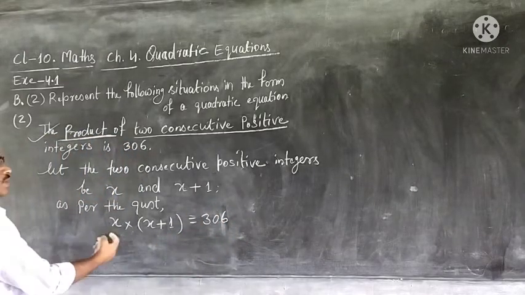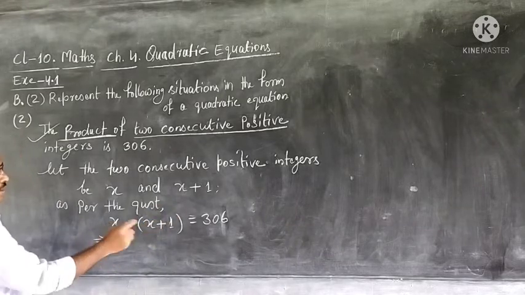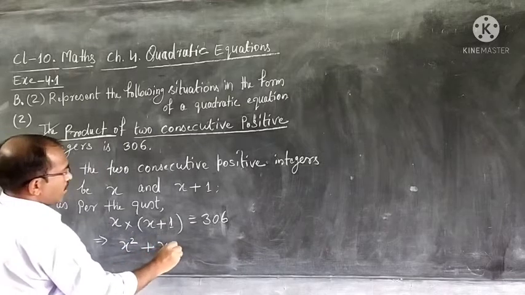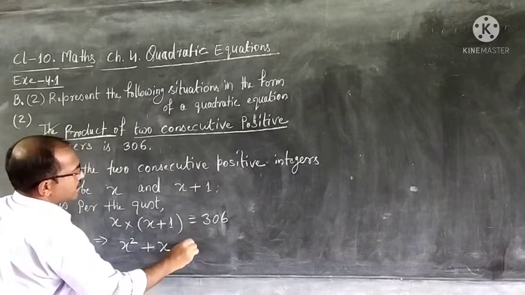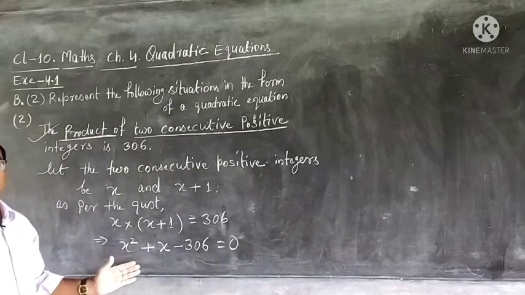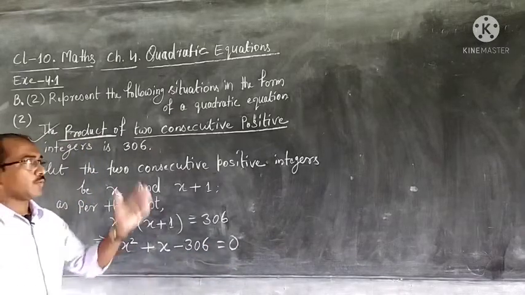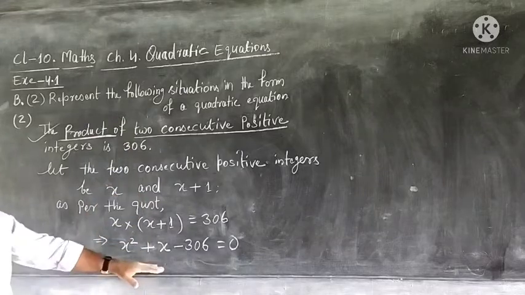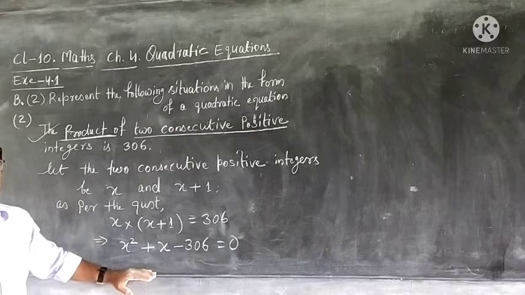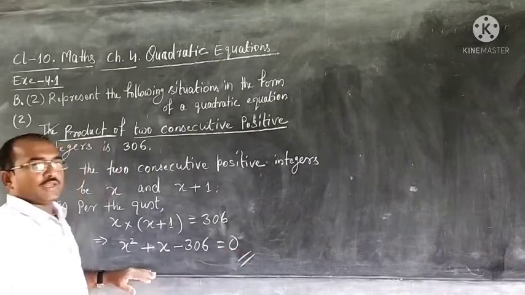Now simplify and get the quadratic equation. x into x is x square, x into plus 1 is 1x, and 306 you bring to the LHS itself. The RHS becomes 0, and this is the quadratic equation. We don't need to solve it; the question is telling us to represent only. So we have represented this statement in quadratic equation form. It is easy to do. Let us go to question number 3 then.